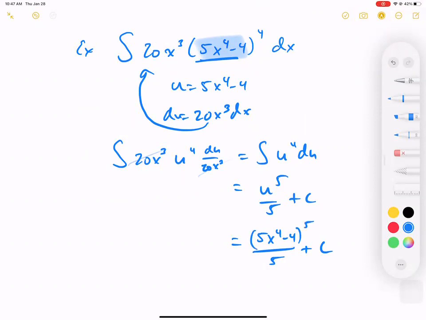That's indefinite, right? So if they gave us a definite integral in there, at the end, would we add in those numbers? Yes, we will plug it back in to the x version.